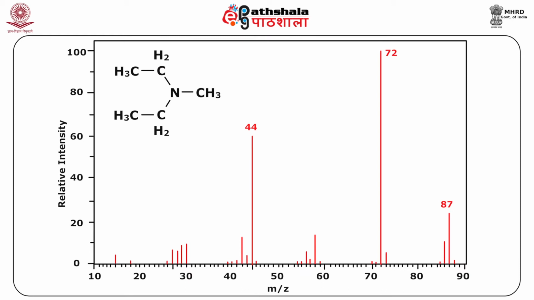Now if you see diethyl methylamine, another nitrogen containing compound, its molecular mass will be odd. So the m by z value for diethyl methylamine is 87, which is an odd number. Now a majority of the fragment ions have even numbered masses and are even electron nitrogen cations. Now I hope you can appreciate the nitrogen rule with these examples.